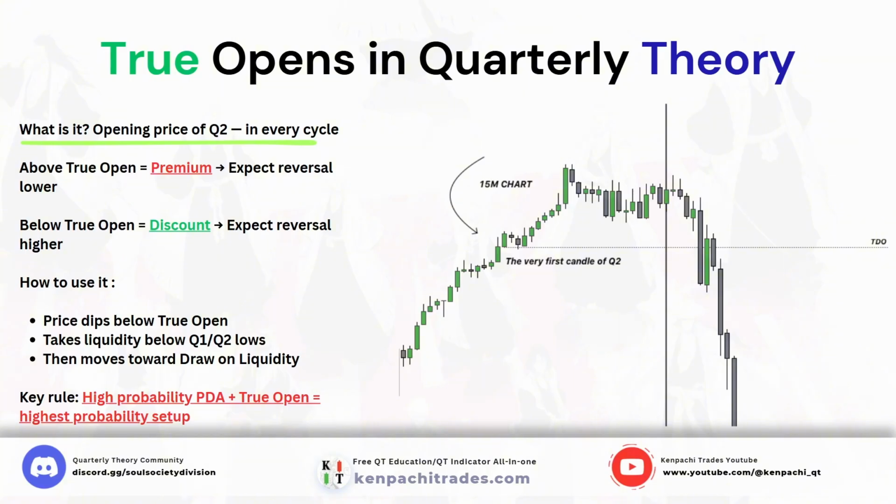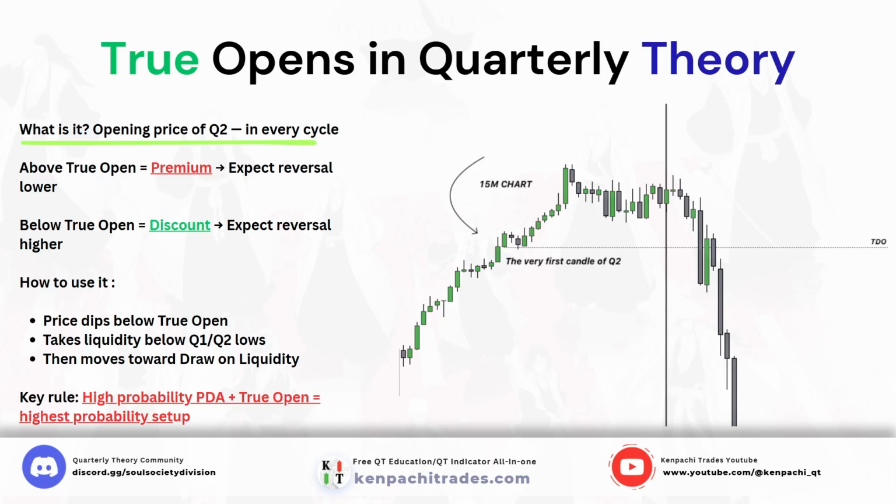If you come into a new cycle with a bullish bias, you want to see price dip down below the true open first, take out some liquidity below Q1 lows, and then begin moving towards our drawing on liquidity. The dip below the true day open is a manipulation phase. That is your signal to start looking for entries.